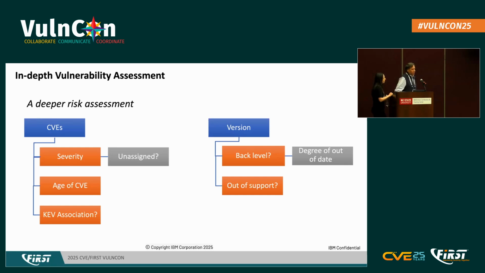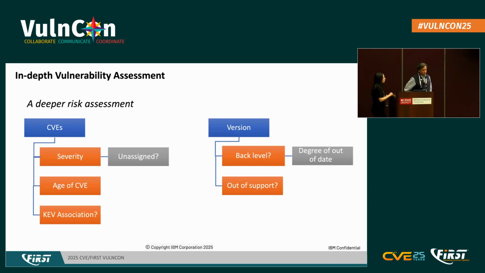And then of course the KEV association. If any CVEs are associated there, that is an indicator that this has been a real world vulnerability that's been exploited. So those also, we're very quickly able to find out all of that information.